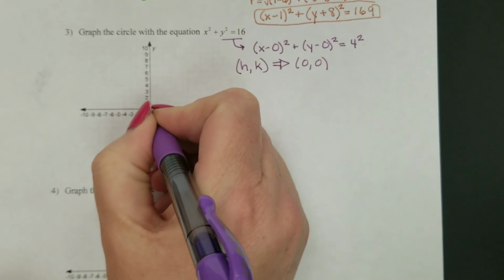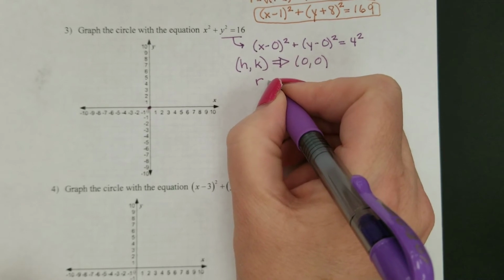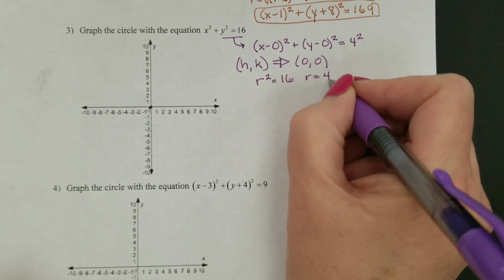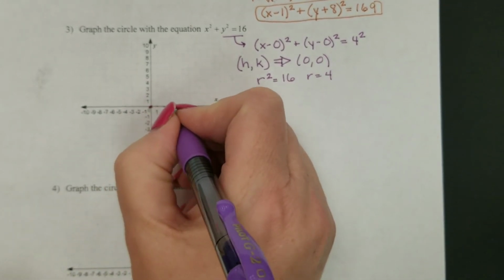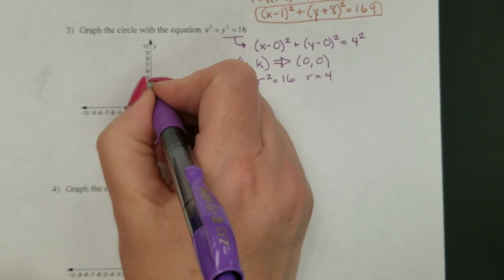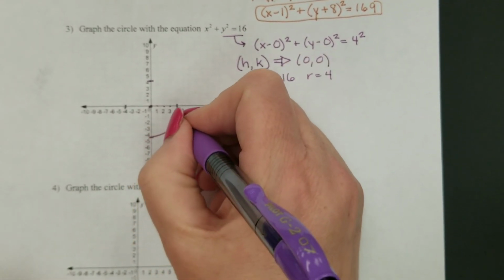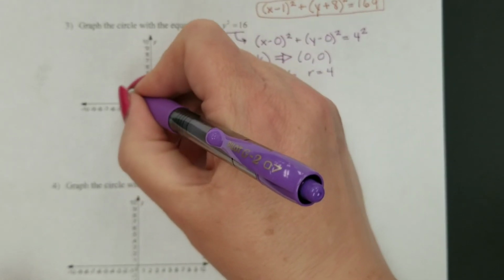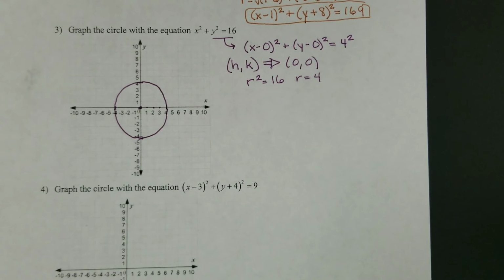So I'm going to put a point there. And my radius squared is 16, or r is 4. So I'm going to count from the center 4, both to the right, to the left, up, and down, and then I'm going to make, to the best of my ability, a circle from those 4 points. And I have graphed the circle.